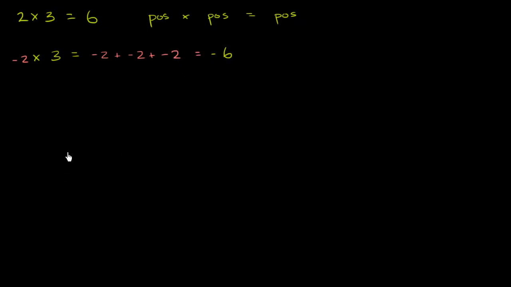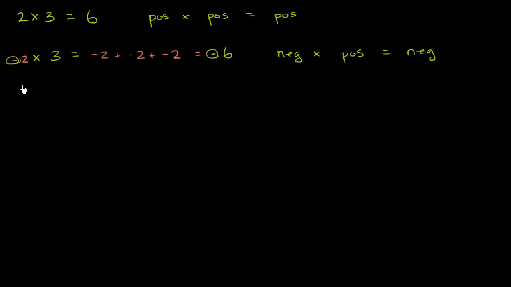Or another way to think about it is, if I had 2 times 3, I would get 6. But because one of these two numbers is negative, then my product is going to be negative. So if I multiply a negative times a positive, I am going to get a negative. Now what if we swap the order in which we multiply?